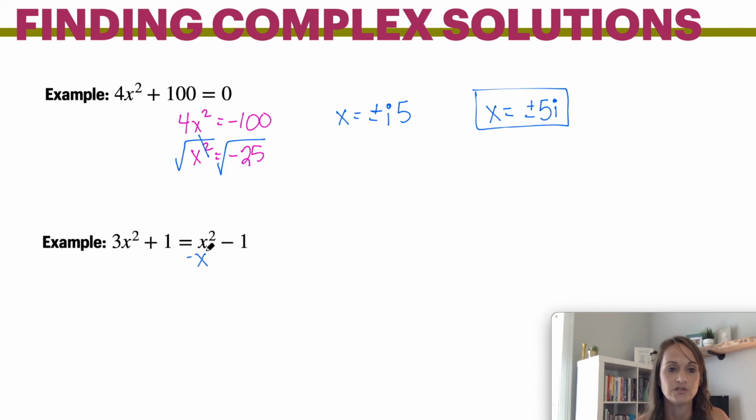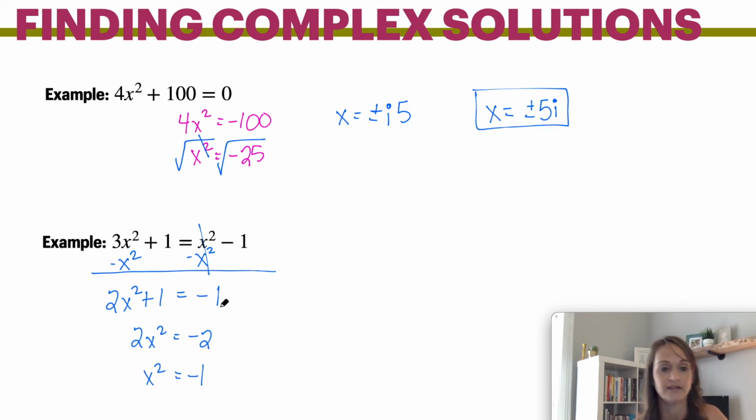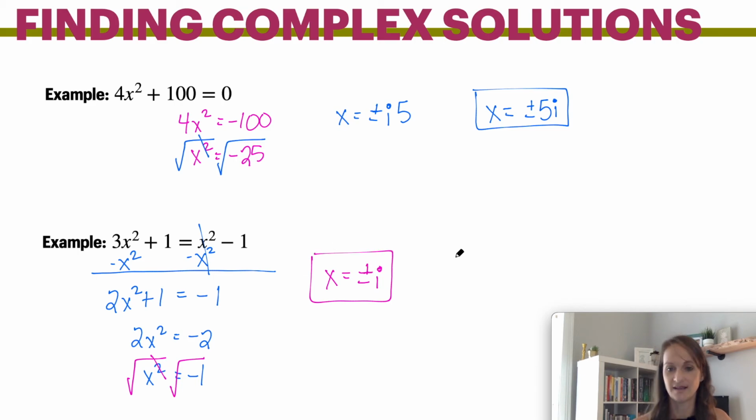In this case, you would subtract x squared on both sides to get common terms together. 3x squared minus x squared gives me 2x squared. Plus 1 equals negative 1. So to solve for x squared, I'm going to subtract 1 from both sides to get negative 2, and then I'm going to divide by 2 on both sides. I get negative 1. To solve for x, I'm going to take the square root of both sides. When I do, I'm left with x equals plus or minus, and the square root of negative 1 is the symbol i.